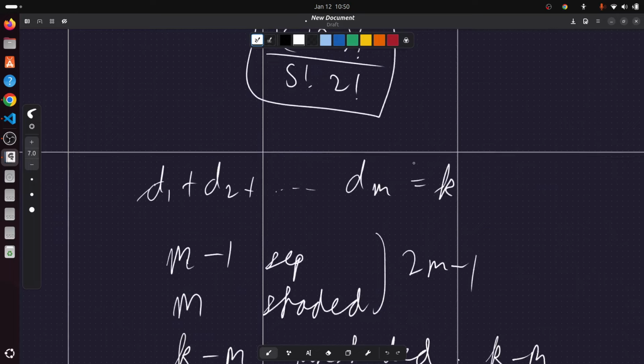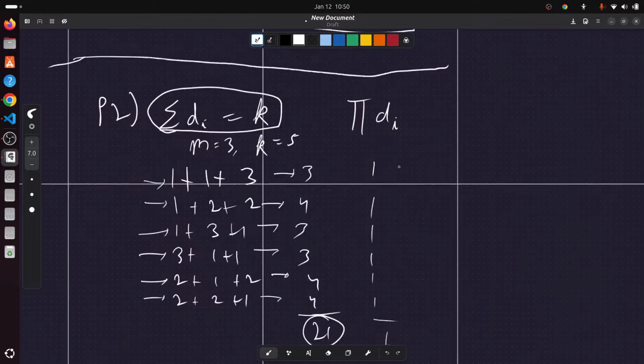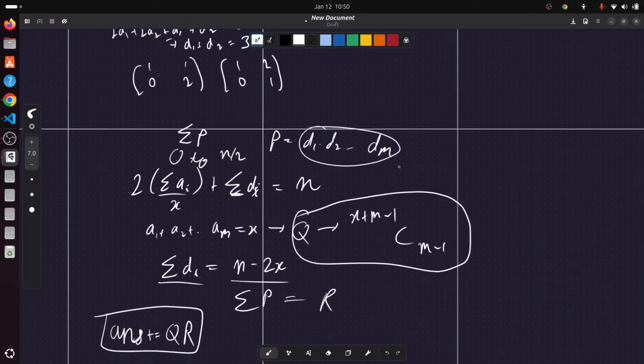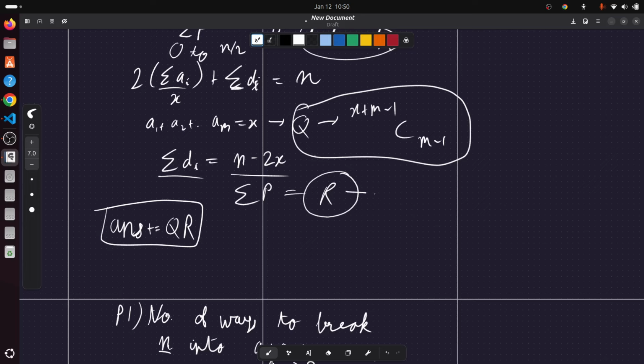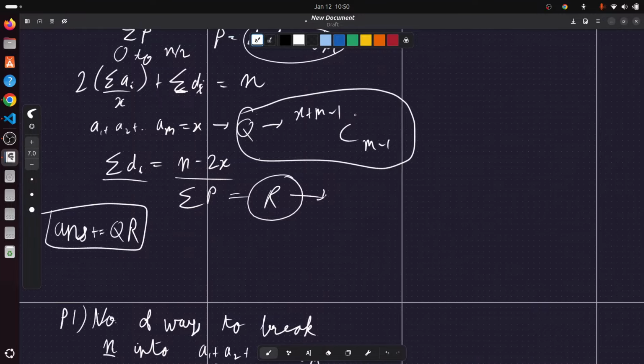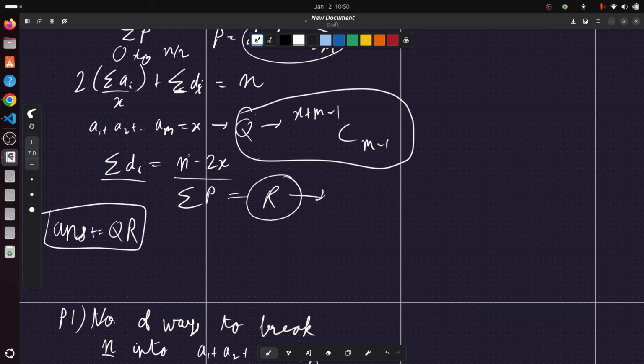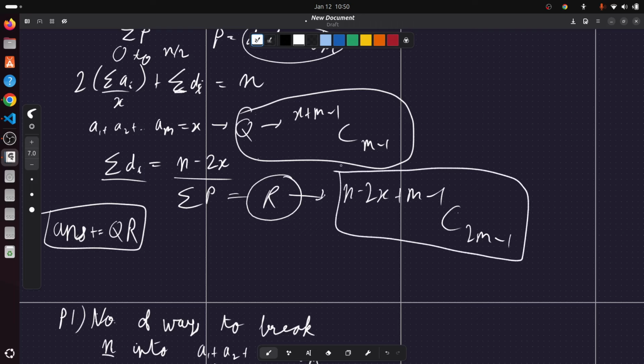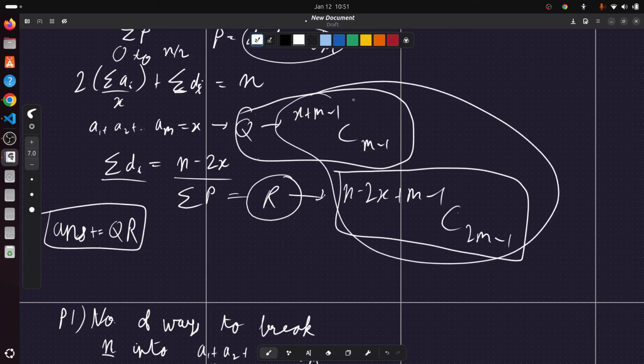So this is the answer for the second problem, that is, this is the value of r. In terms of k, and in this case what is k? K is just n minus 2x. So r is n minus 2x plus m minus 1 C 2m minus 1. Okay, this is the value of r, and so q into r we can simply find out and add it to our answer. And so for every x we can compute this quantity and then print the final answer.